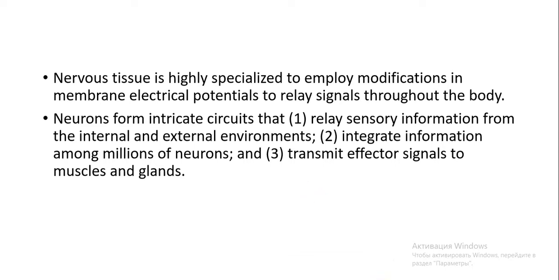The main function of nervous tissue is to employ modifications in membrane electrical potentials to relay signals throughout the body. So signals go very fast, in a very rapid way, from one side to another, and this is made by nervous tissue. So neurons, and usually we talk. You heard about neurons, cells of neurons, and we will discuss neurons. But we also have some additional tissue in nervous tissue that we will discuss very soon.